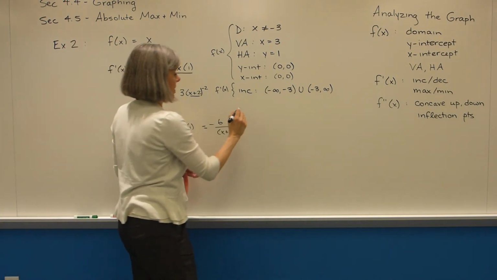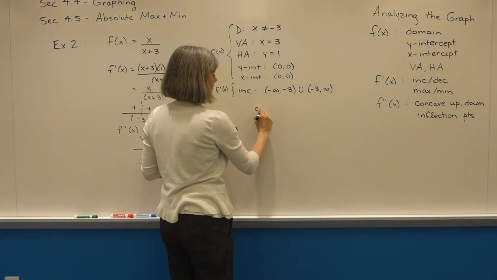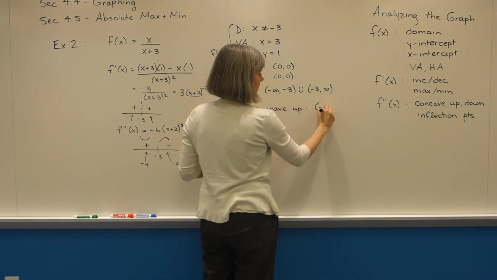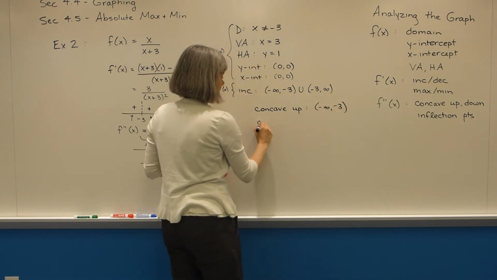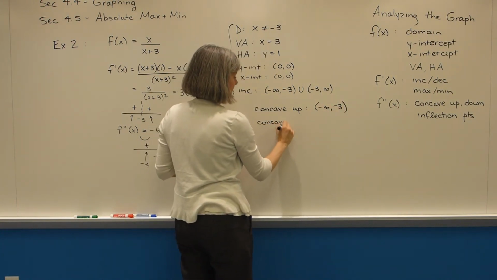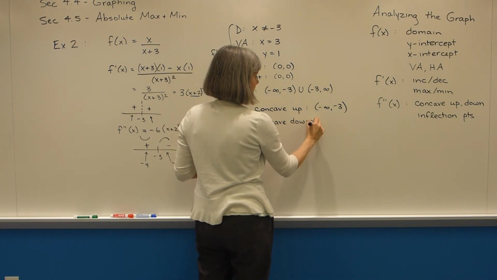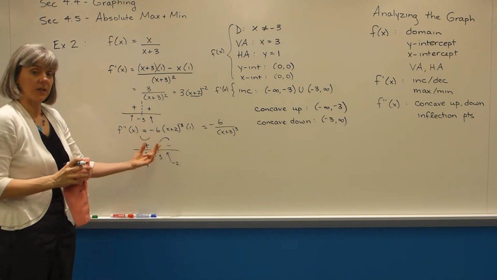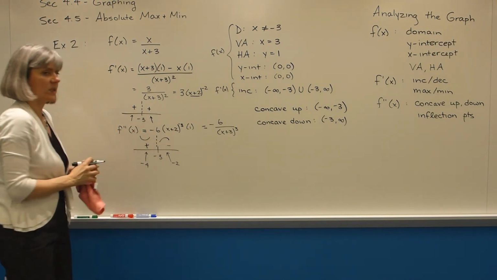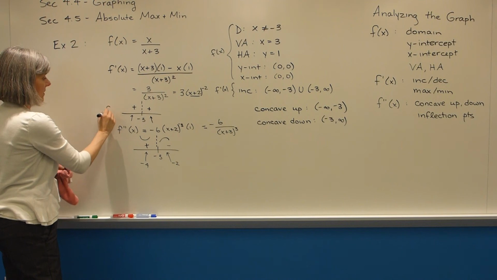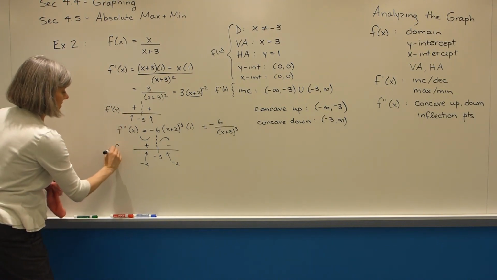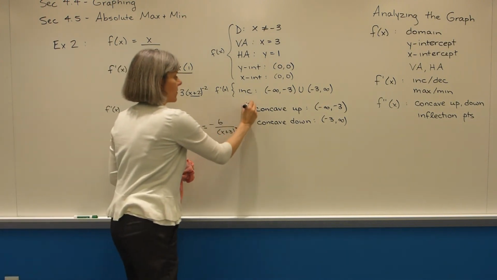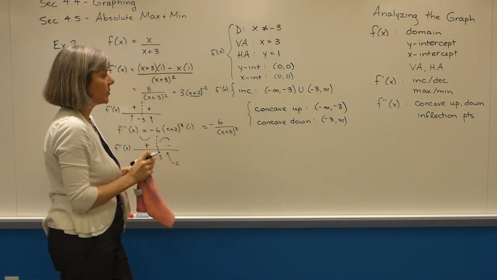Okay, so let's write out that information. So we know that we have concave up from negative infinity to negative 3, concave down from negative 3 to infinity. Do we have a point of inflection because the concavity changed? We don't, because remember that's a vertical asymptote. And here I am not doing what I told you to do, which is to label your sign charts. Okay, so this is all the information then that we can get from f double prime.